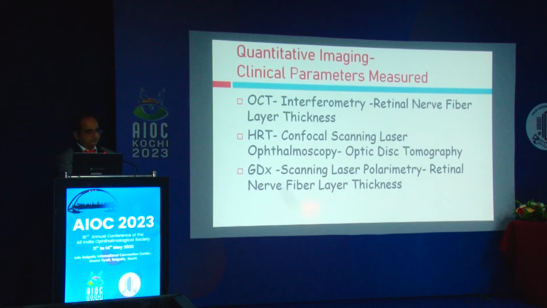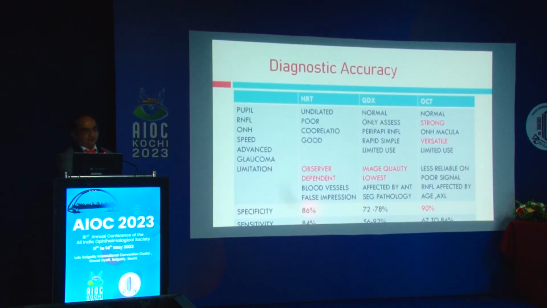We have OCT, HRT, and GDx. All three have different principles, so have a look at all three. You can see that optical coherence tomography has a strong assessment of RNFL and ONH. It is a very versatile instrument and highly specific, with 90% specificity, but it is less reliable with poor signals. Otherwise, GDx and HRT are observer dependent, and image quality is lowest in GDx. So we usually prefer OCT.